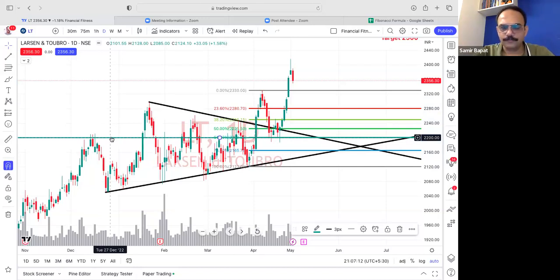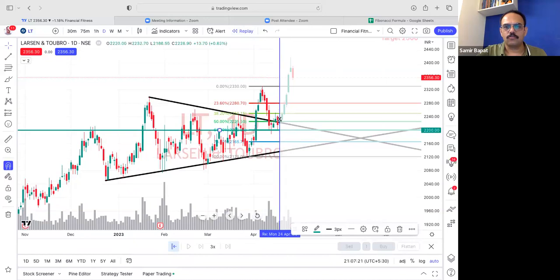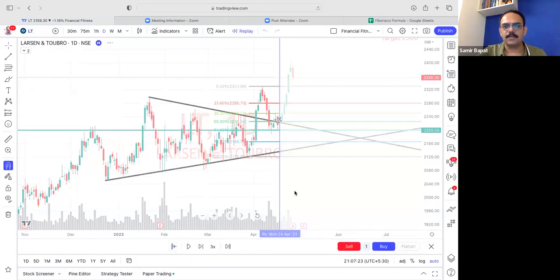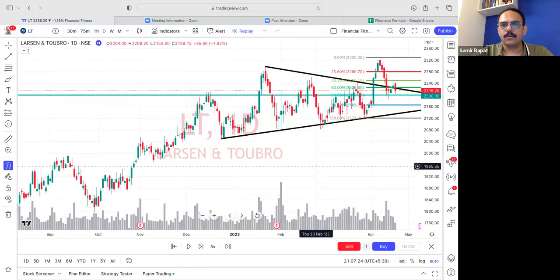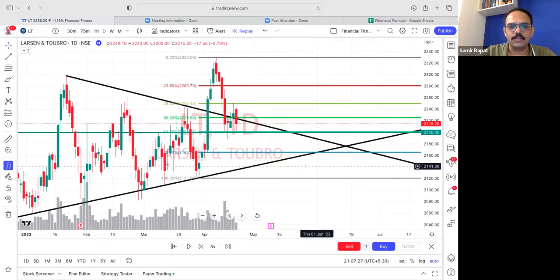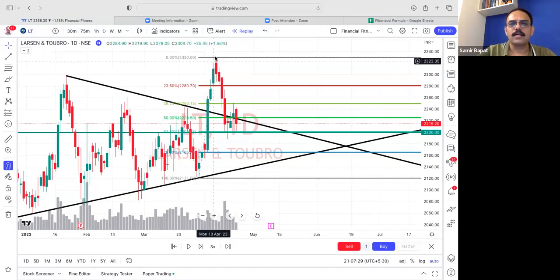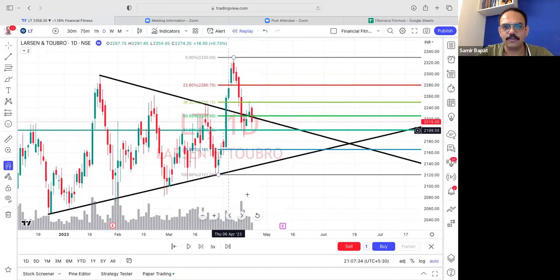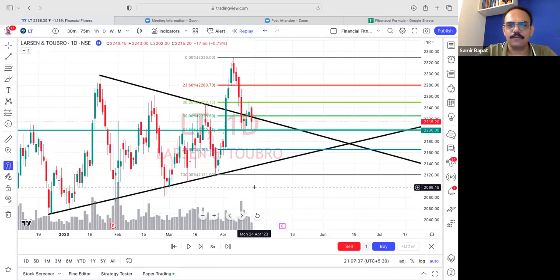So far, so good. It went up, it broke out, it went till here, and it retraced till 61.8%. Everyone okay? Can I have yes, if you are good so far?